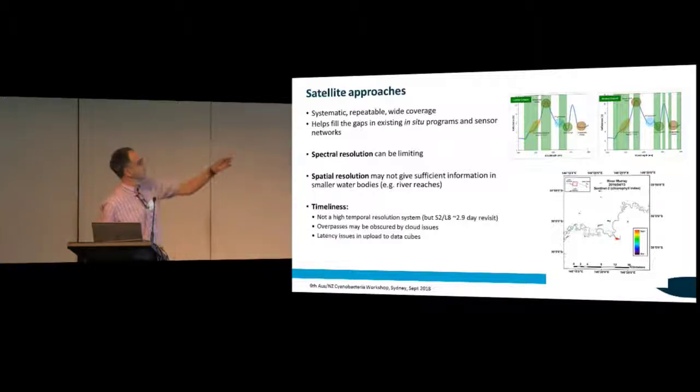Spectral resolution is also limiting. Compare the spectral bands of Landsat versus Sentinel-2, these medium-resolution sensors, so we still have a limitation. Timeliness is an issue. If we build a system for Australia based on Landsat and Sentinel-2, we only have a sort of 3-day revisit time, whereas Sentinel-3 and Mark's system is daily. The overpasses may still be obscured by clouds, so that's always an ongoing issue.